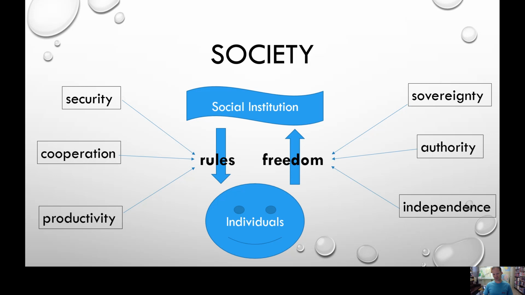So then, of course, this idea of freedom here is connected to sovereignty. We give some authority, some control, or some power to these social institutions. We give up some independence. And of course, the benefit we get through these rules is we get some security and cooperation, and we can increase our productivity.